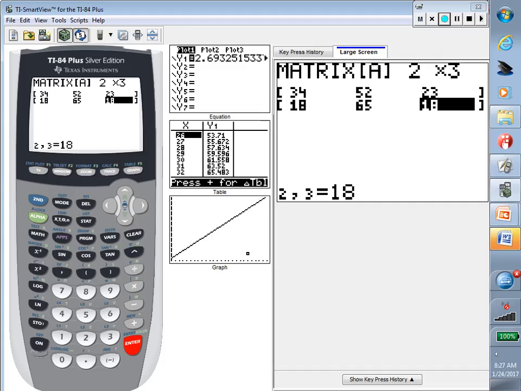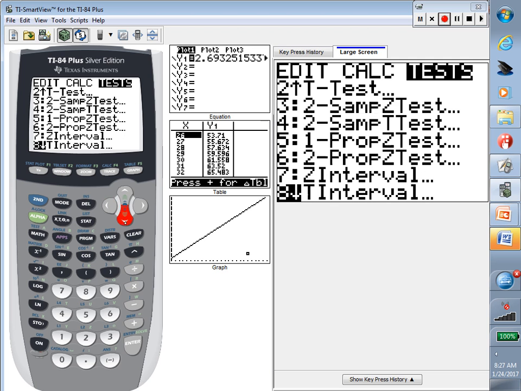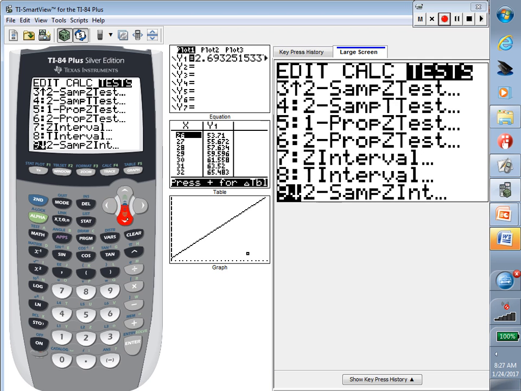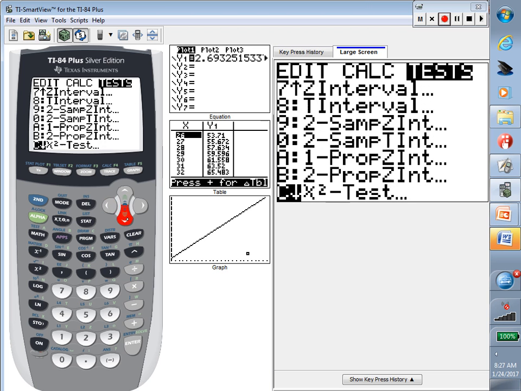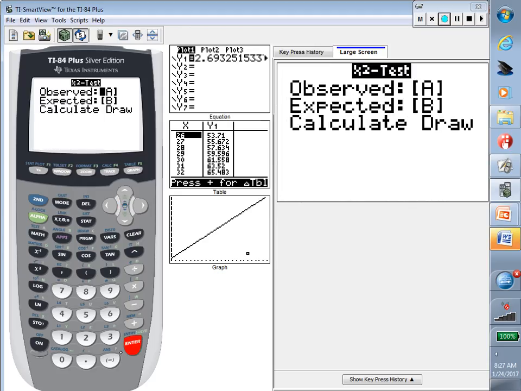Once you have all of your information entered into matrix A, we go to Stat, Tests, and I always forget which letter this one is. Last time it was the goodness of fit test, this time we use the letter C, which is just the chi-square test. Press enter on that.